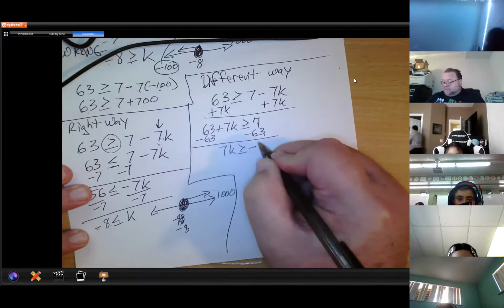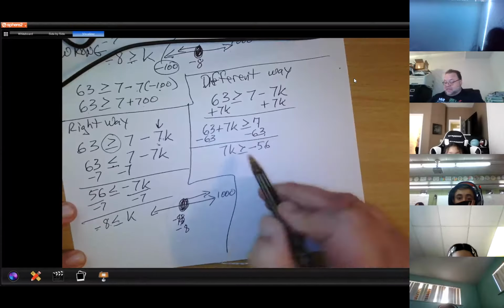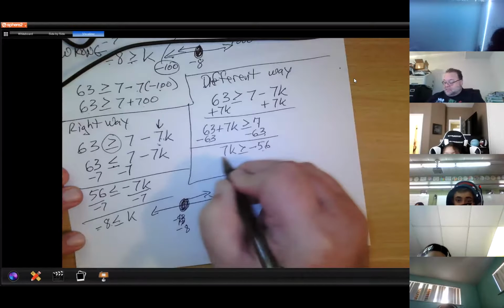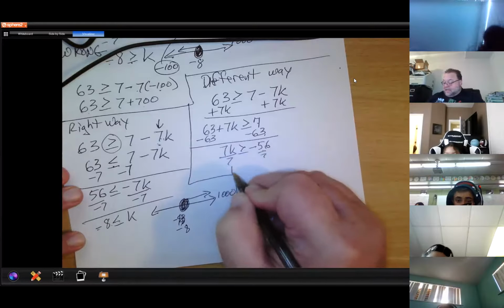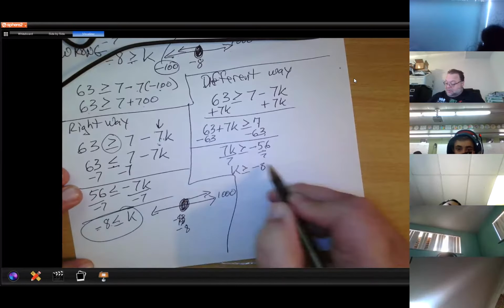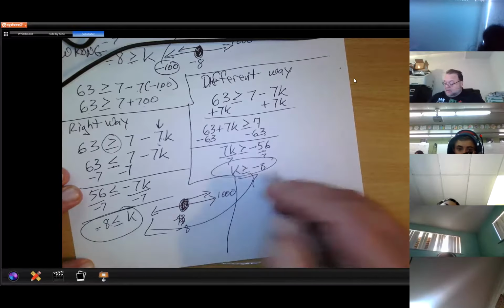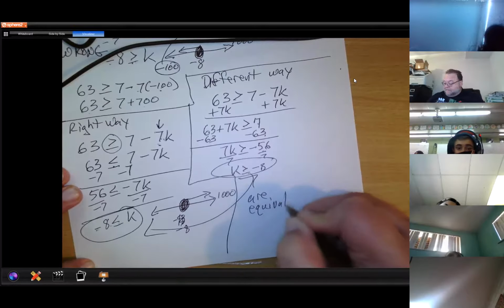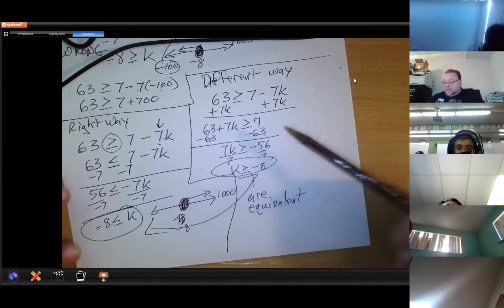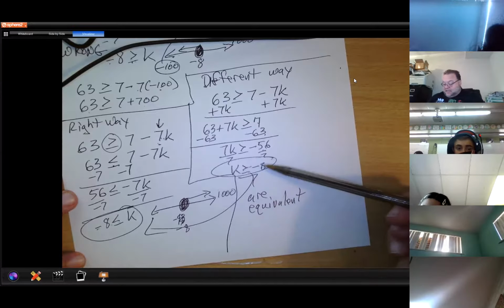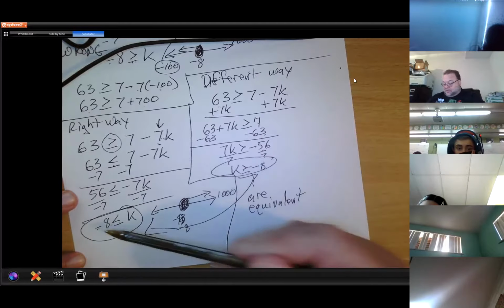This is going to be -56. You notice how the negative's on the other side now? Look here, you notice how that negative is on the other side? Okay, I divide both sides by 7, and I'll get k is greater than or equal to -8. Well, these two are equivalent. And we know they're equivalent because the pointy part of the greater than less than side is pointing towards the -8. So these are the exact same.